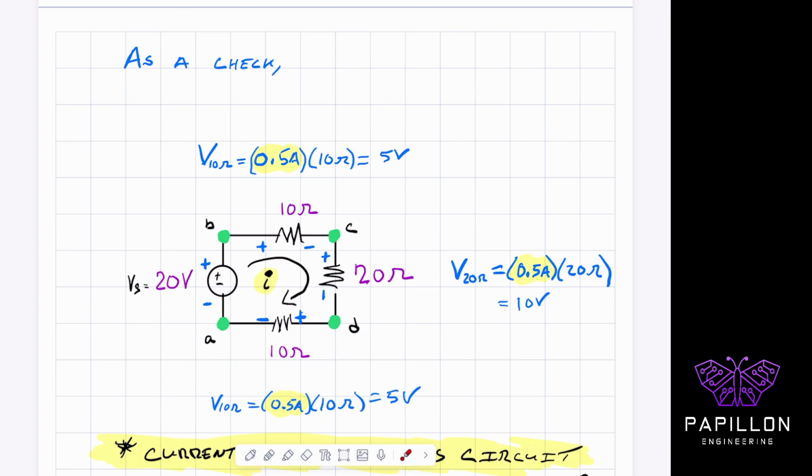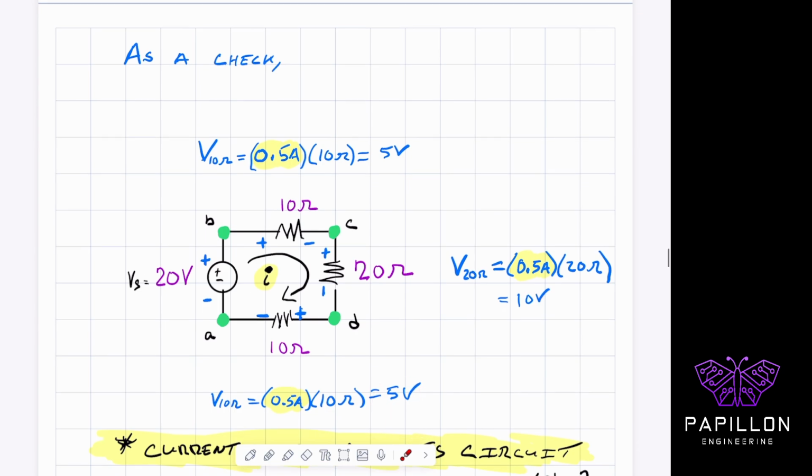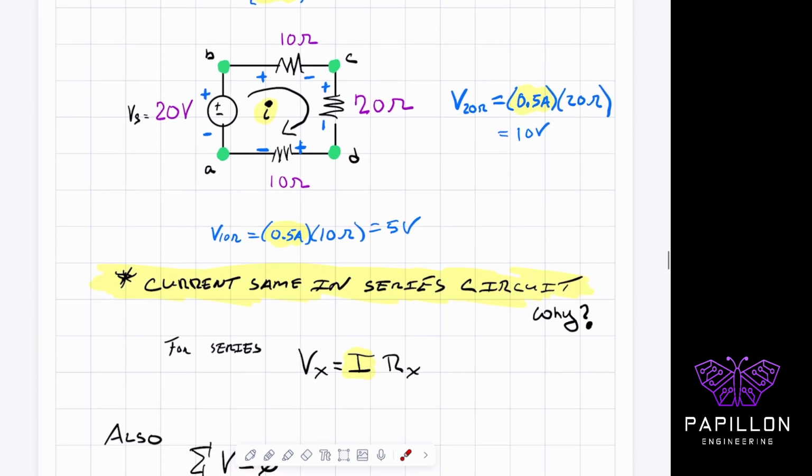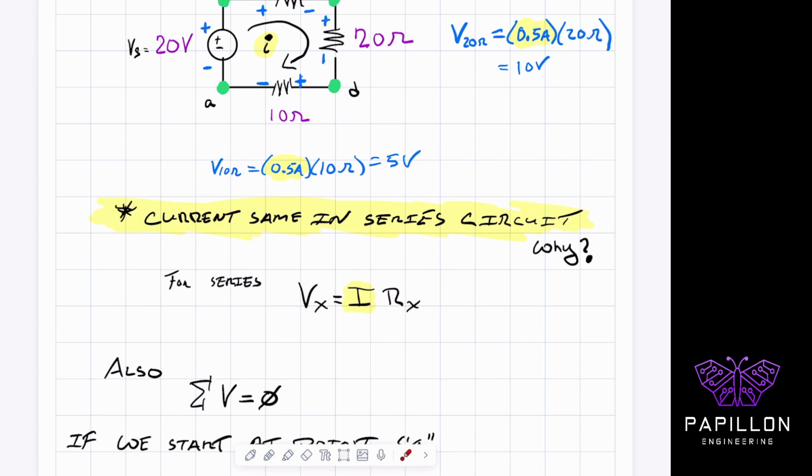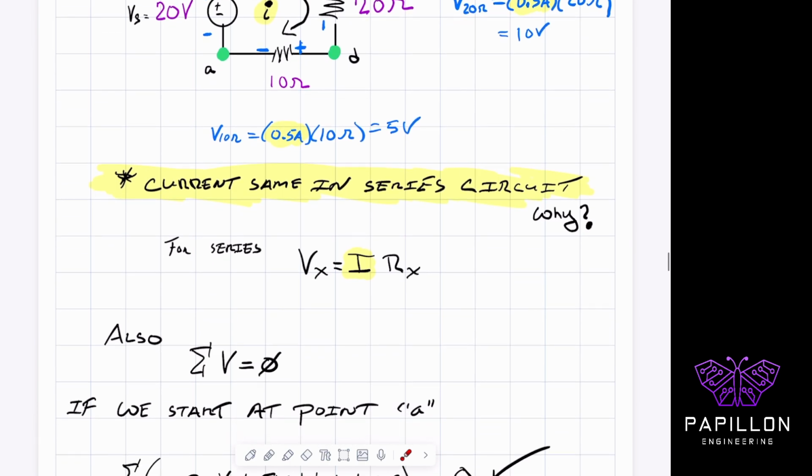That's my drop. Okay. So if you're going from a negative terminal to a positive terminal, that's called a voltage rise. If you're going from a positive terminal to a negative terminal, that's called a voltage drop. Okay, so I'm having a voltage drop of 5 volts, 10 volts, and 5 volts again by using that strategy. Okay, so the important thing to take out of this is that the currents are the same in the series circuit. Okay, and again, for series circuit, you can use Vx equals I, which is the same everywhere, times R of our unknown value.